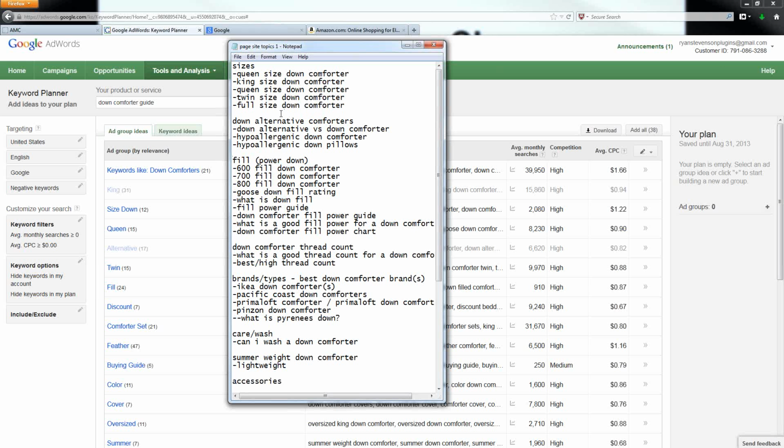So this is actually my initial list that I have come up with for all of my keyword phrases on this website. And as you can see, I've got all these different sizes for keyword phrases. I have down alternative comforters and all hypoallergenic keyword phrases. I've also found a wide variety of really helpful sounding keyword phrases for what is known as down fill or fill power.